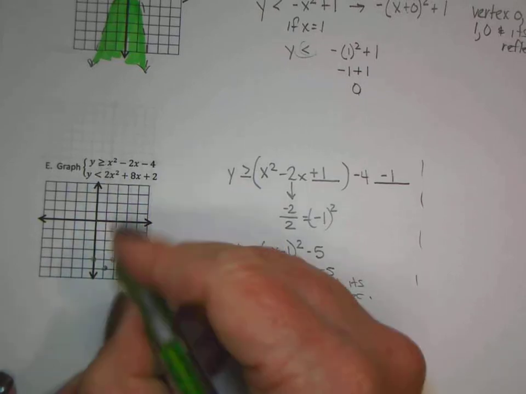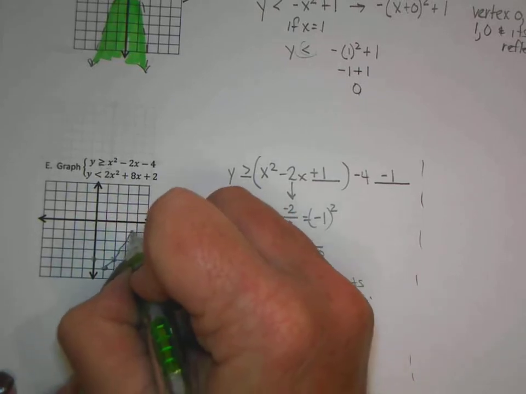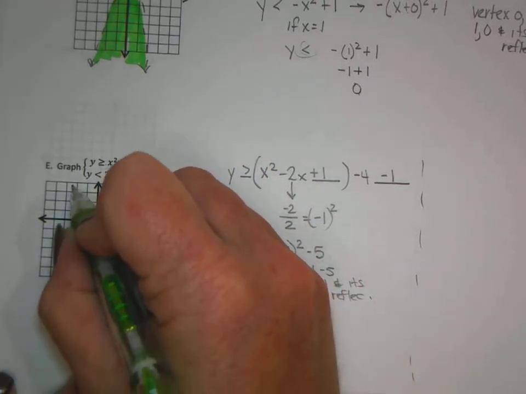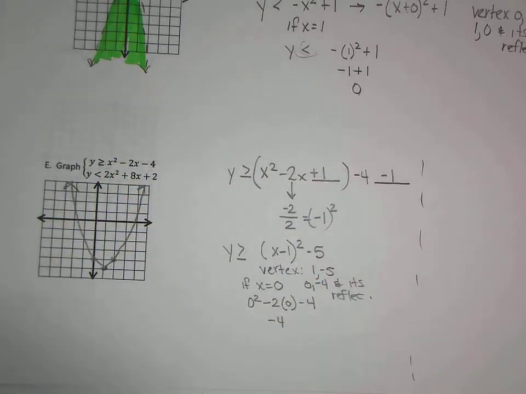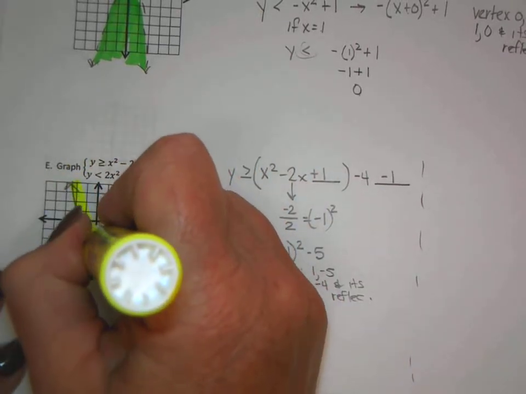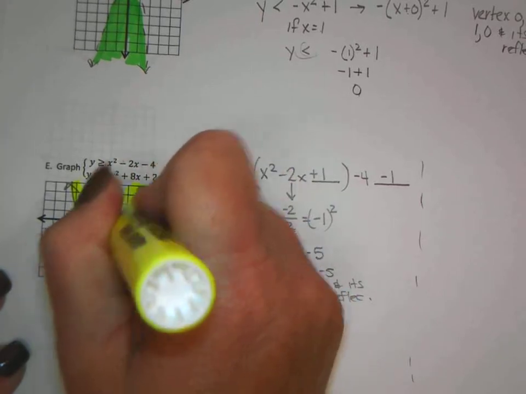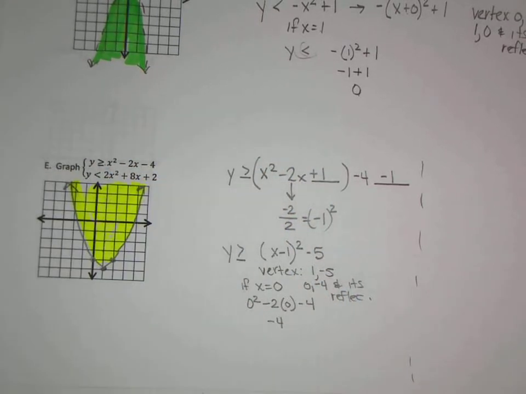It's a solid line, opens up. Okay, and because it's a greater than, you're going to color inside your parabola. Be patient, we're almost done. Okay, now we're going to do the second one.